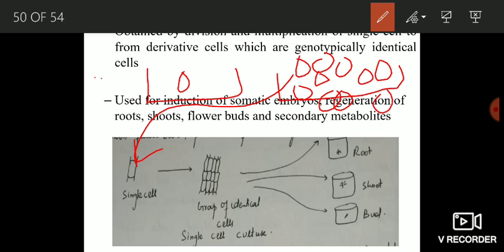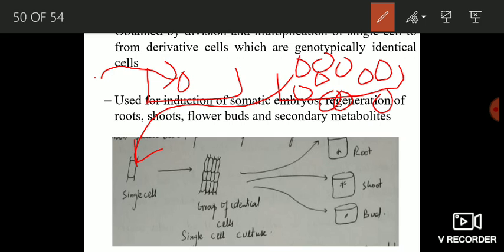Okay. There are different ways of getting individual cells, single cells from plants, but you are not required to discuss those methods. Simply, you will say you will get a single cell and allow the single cell to form a large number of cells which are genotypically identical to each other. And these clones are used for a number of purposes.